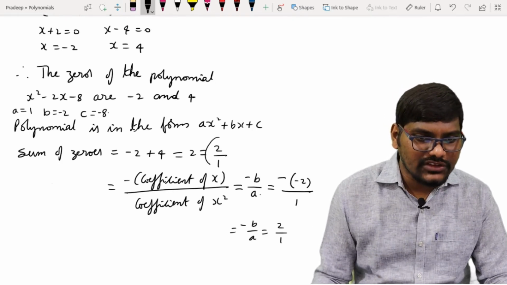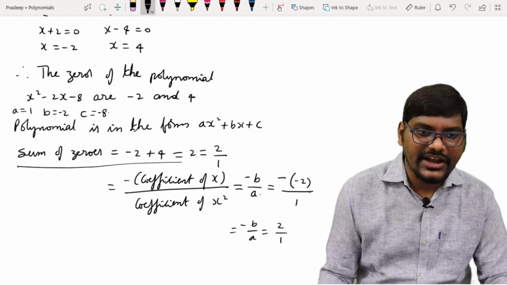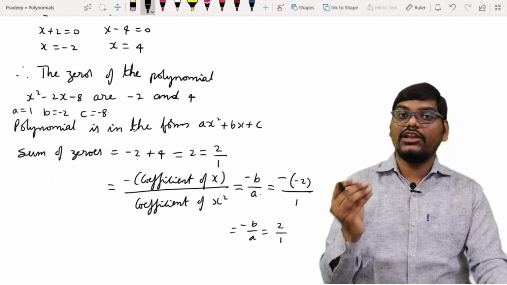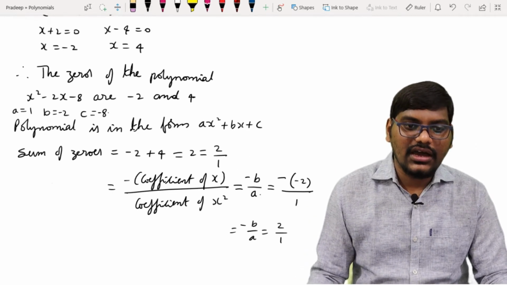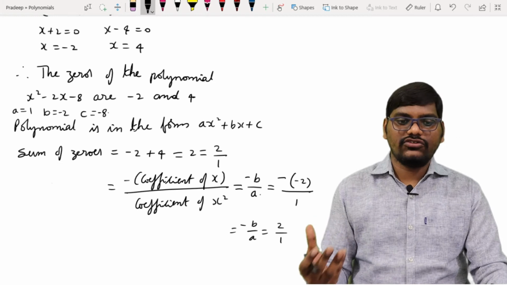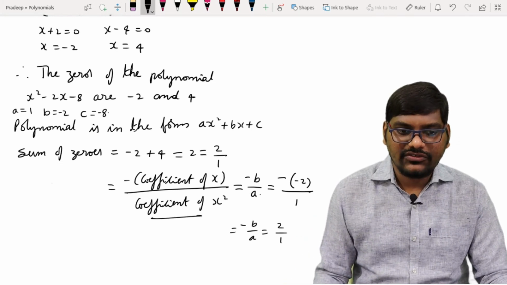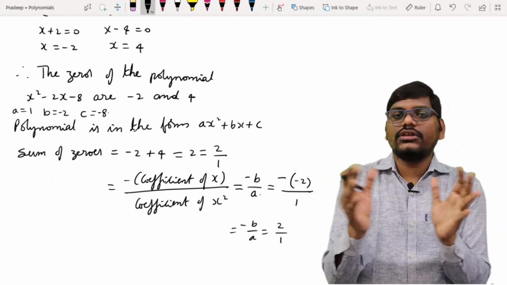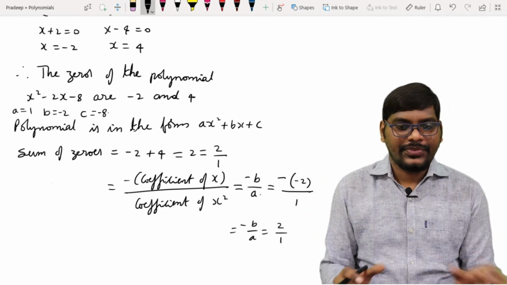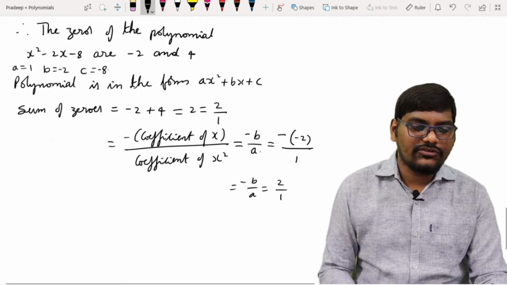Direct addition of the values gives 2 by 1, and even going with respect to the given equation, that is coefficient of x and coefficient of x square, for that also we are getting 2 by 1. Both of the values we should get the same. Okay, so now we will do the product of zeros also.